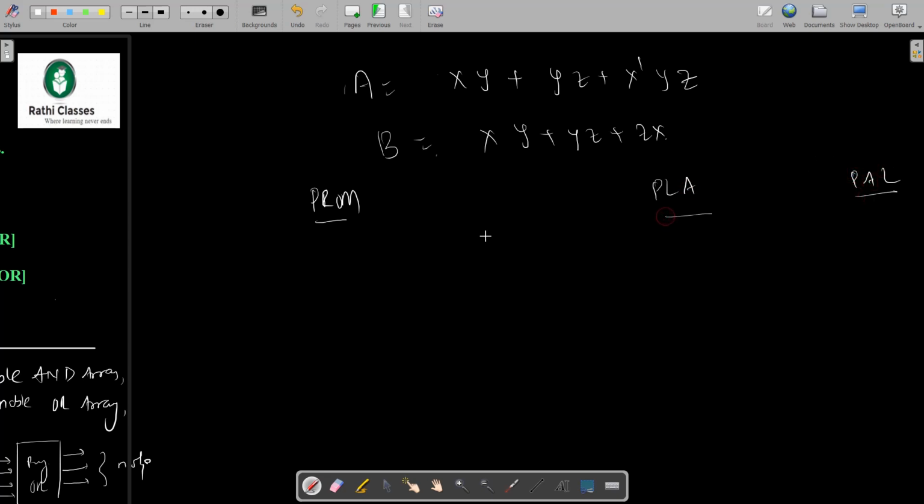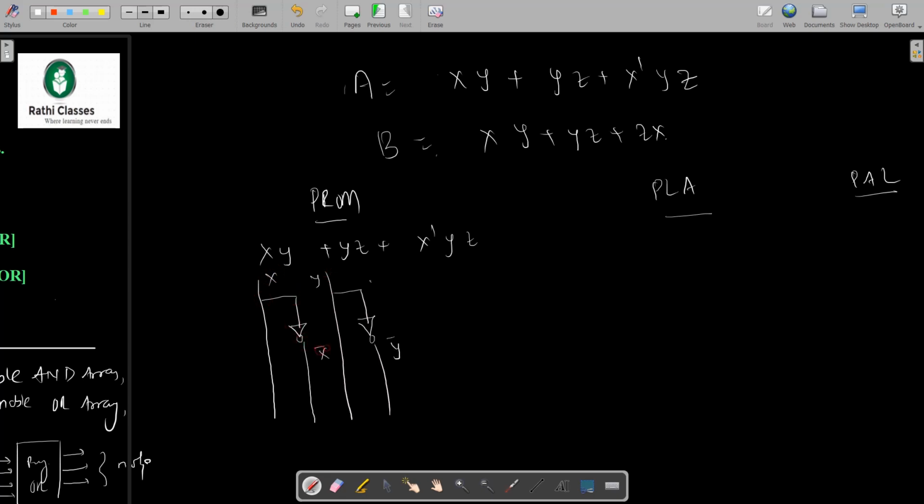So what is PROM? PROM means programmable OR with fixed AND. So what I will do is, first, as the function is xy plus yz plus x bar yz, as I have three input variables, I will be drawing three inputs. Say this is my line for x, so this will be x bar. Similarly, suppose this is z, then this will be z bar.